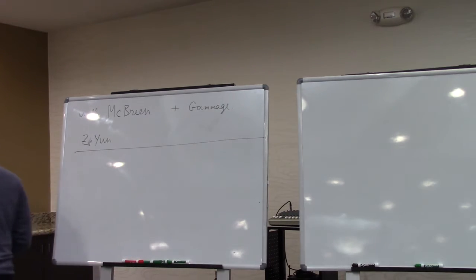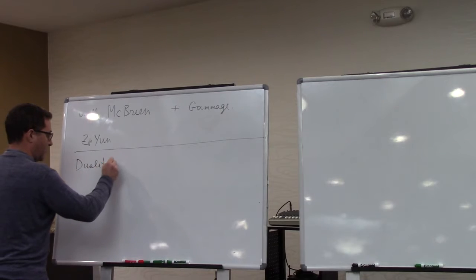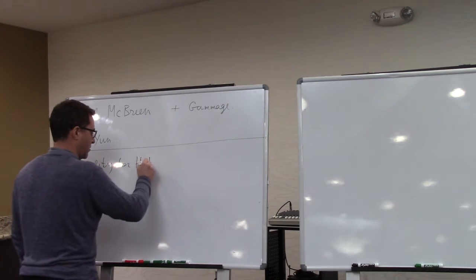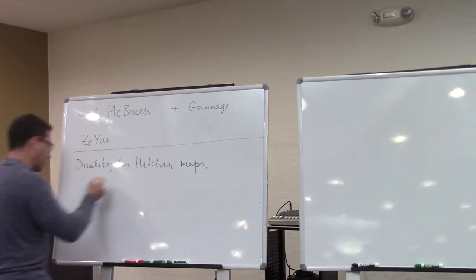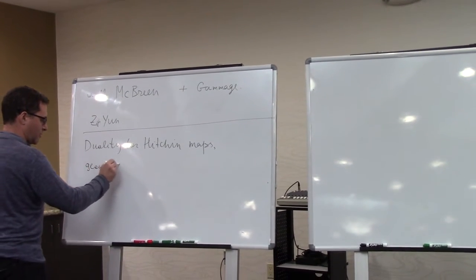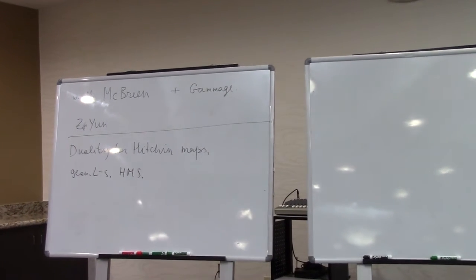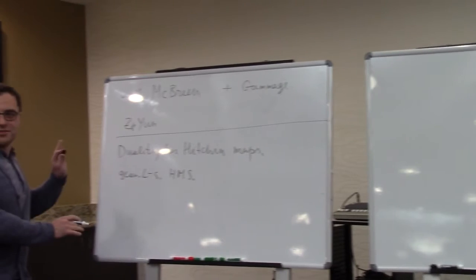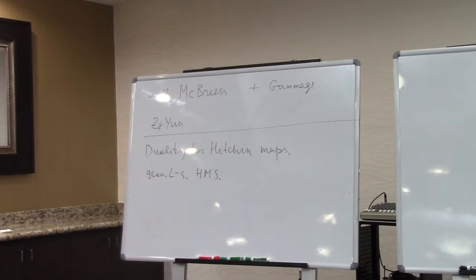Let me spend a few minutes recalling the setup, the basics of duality for Hitchin fibration, and related ideas of geometric Langlands and heuristics of homological mirror symmetry. And again, there will be nothing new here. It's very old ideas, and I will be very brief, but I need to put them on the board for motivation.